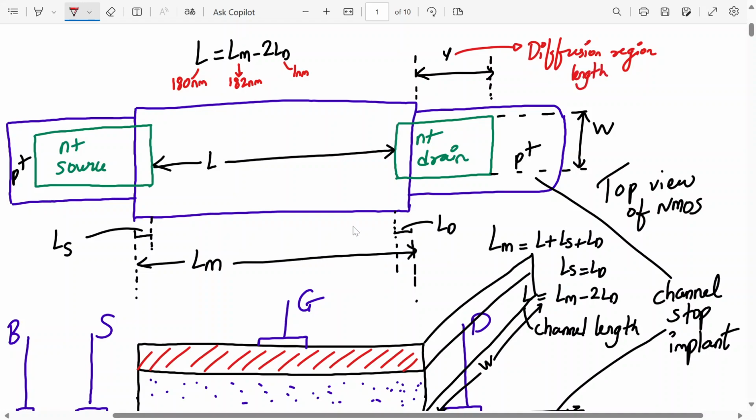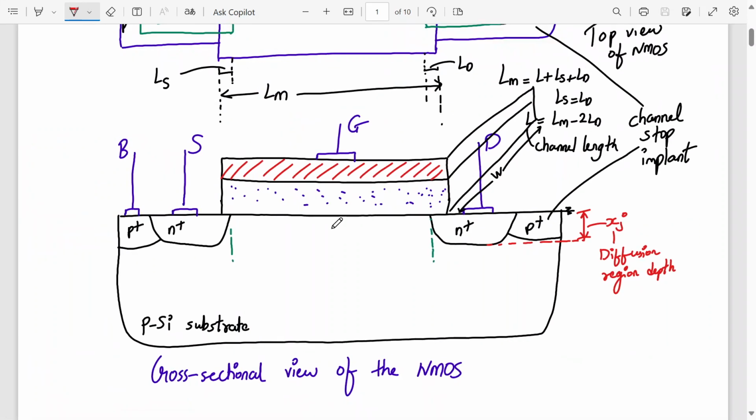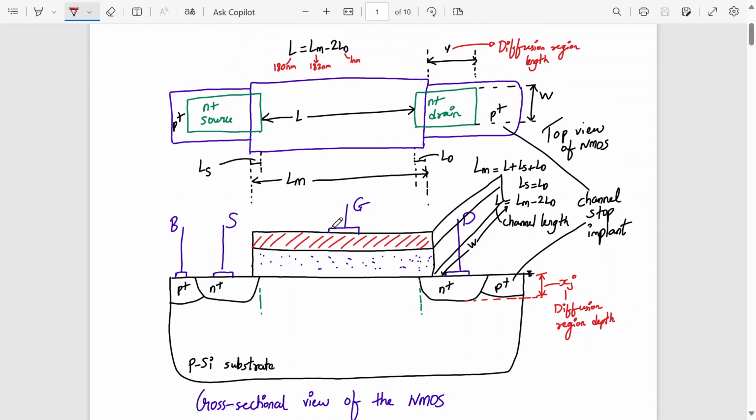Agree? And there is one last thing, XJ. You see the depth of this N plus junction, from here to here, we call this XJ. So what is XJ? Source and drain diffusion region depth. This is called the N plus diffusion region depth. Just a quick check, are you able to hear me clearly and view the diagrams clearly, everyone? Yes or no?